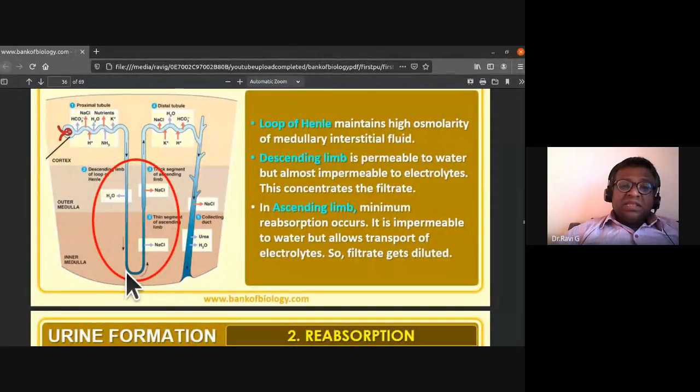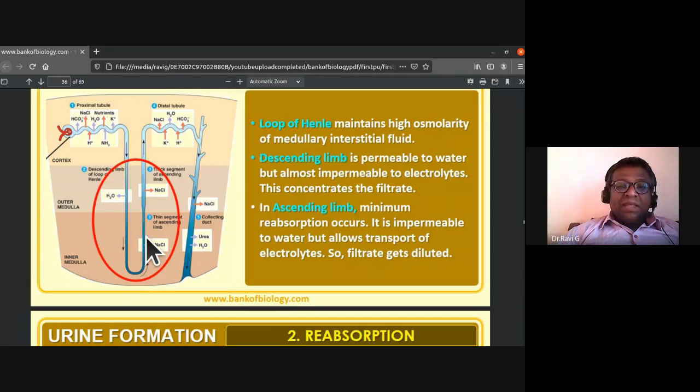So the loop of Henle maintains the high osmolarity of the medullary interstitial fluid. The descending limb of Henle's loop is highly permeable to water but impermeable to electrolytes, because of which there is a concentration of the filtrate.